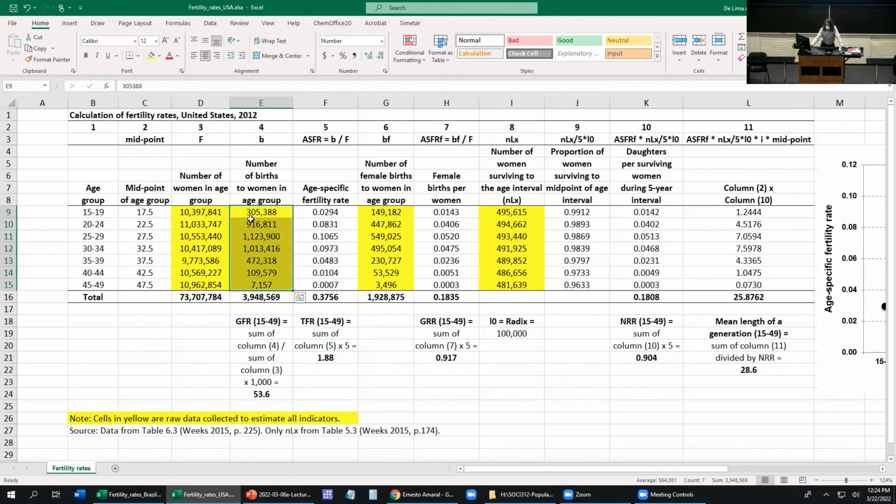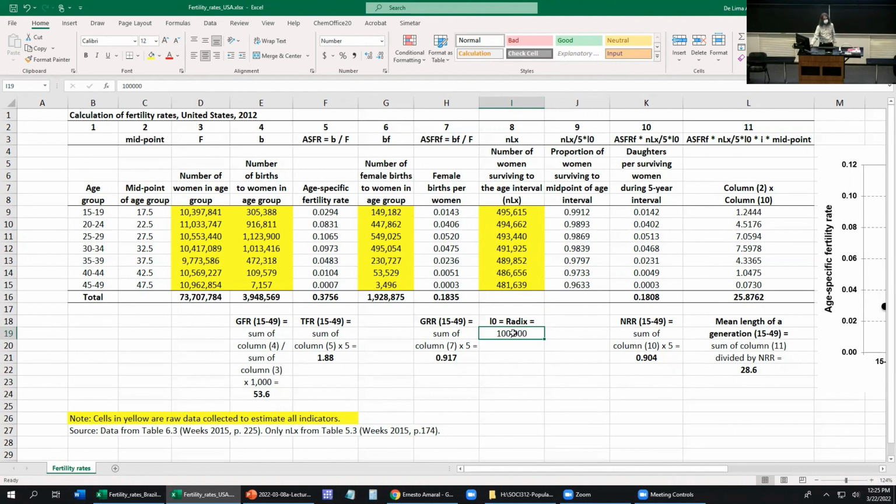Out of these 305,388 babies being born, 149,182 were girls. So this is information I also had to get: the number of female births to women in the age group. And this is the information from the life table about mortality. Out of the 100,000 women that were born in my life table, how many person years did they live in each one of the age groups? It's measured here. Remember, we have 5 years within each age group.